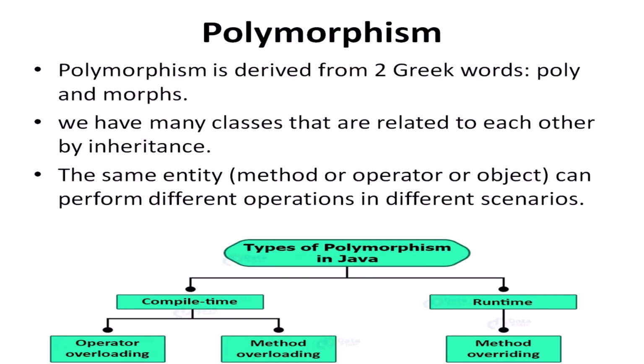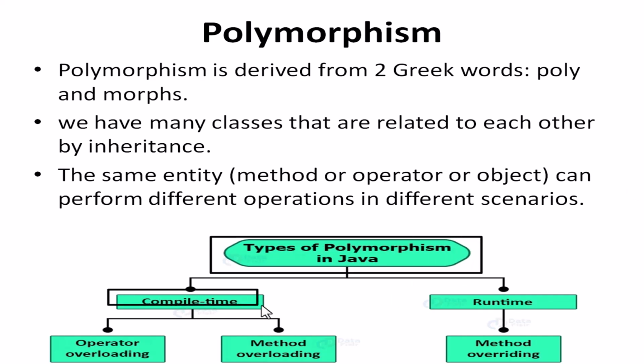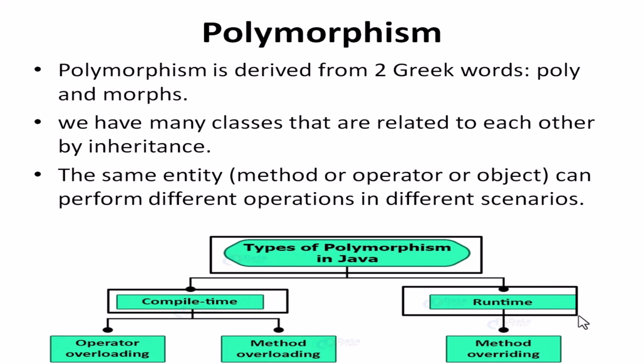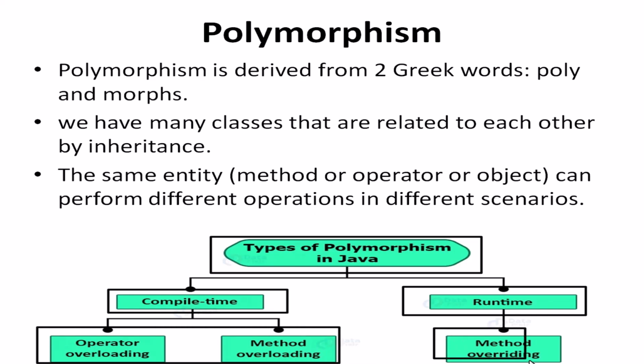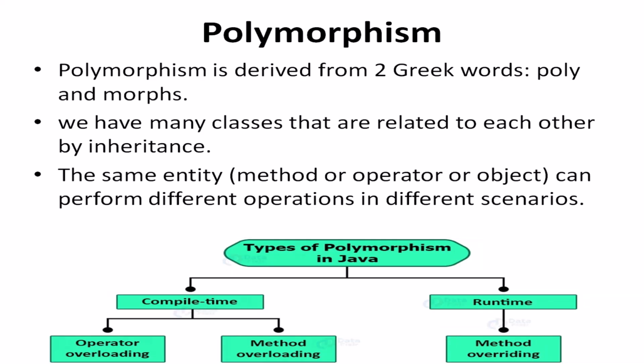Polymorphism. Polymorphism is derived from the Greek words poly and morphs. We have many classes that are related to each other by inheritance. The same entity, method, operator or object can perform different operations in different scenarios. For example, the types of polymorphism in Java are compile time polymorphism and runtime polymorphism. In compile time polymorphism, we have operator overloading and method overloading. Whereas in runtime polymorphism, we have method overriding. So let us see one by one.